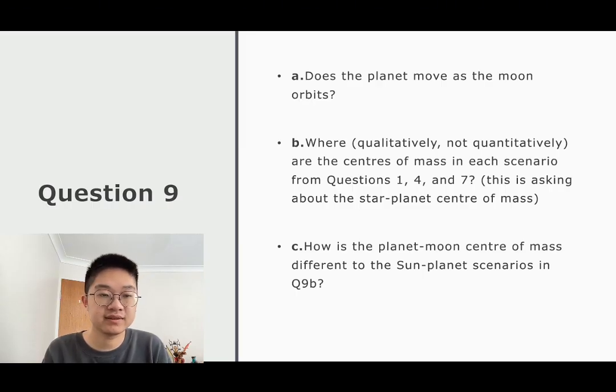Finally, question 9c. The key difference is that in the planet-moon system, the center of mass is closer to the moon, making the planet's motion more noticeable. In contrast, the star barely moves because the center of mass stays within it.